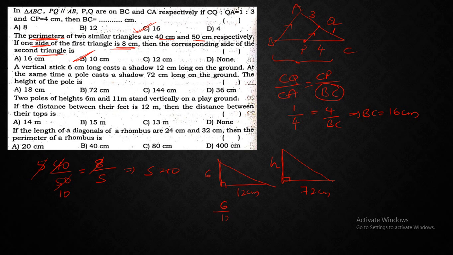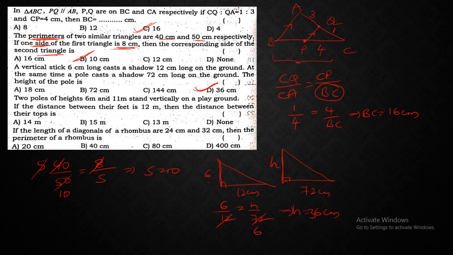So from this what we can say? Height by distance is equal to height by distance. So this 12 6 is 72. So directly if I cross multiply, H is equal to 36 centimeters, right? So answer is 36 centimeters.